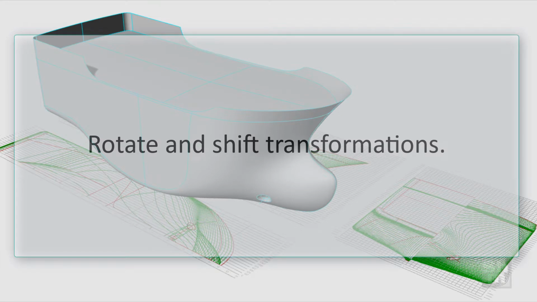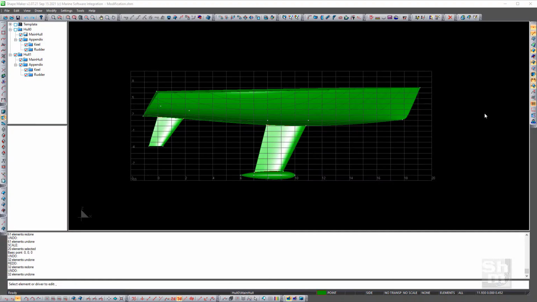Next group of methods is rotate and shift transformations. The simplest things we can do here are, for example, change the keel angle. In this case, all elements connected to the selected elements will follow the transformation.